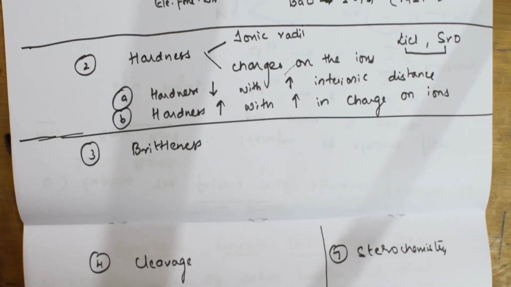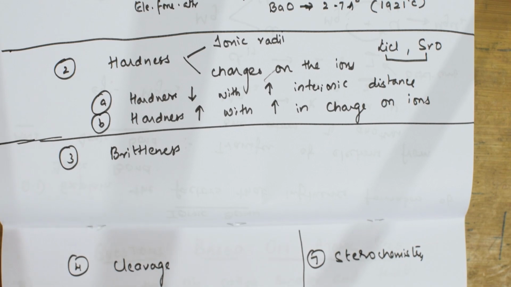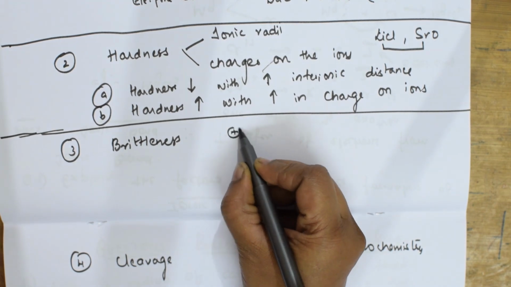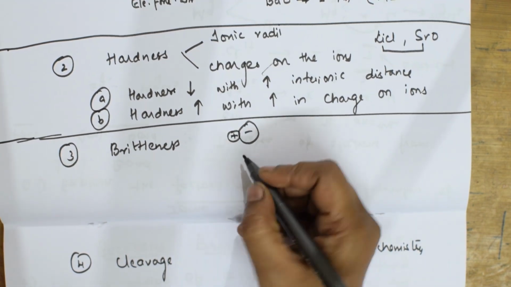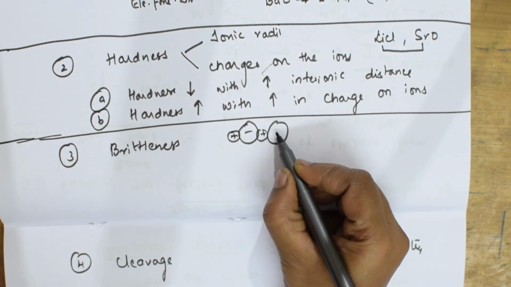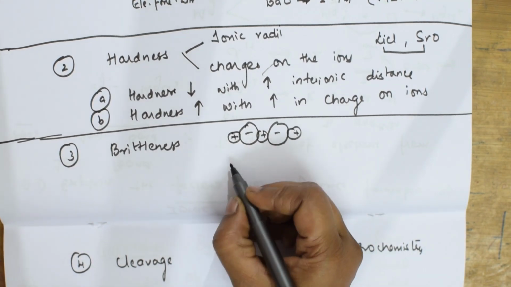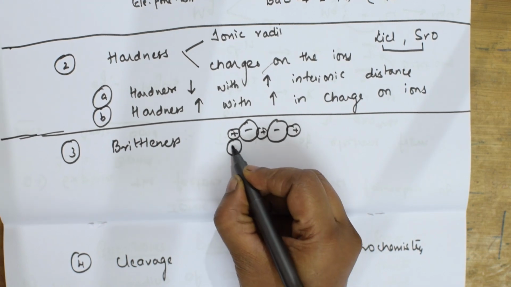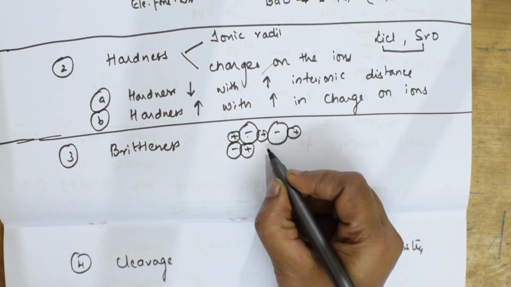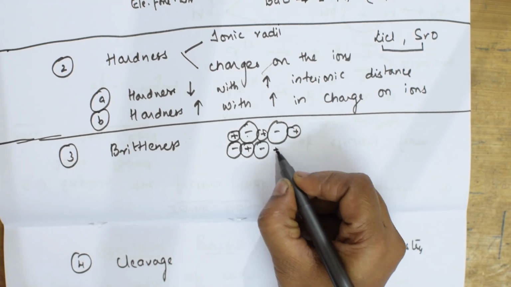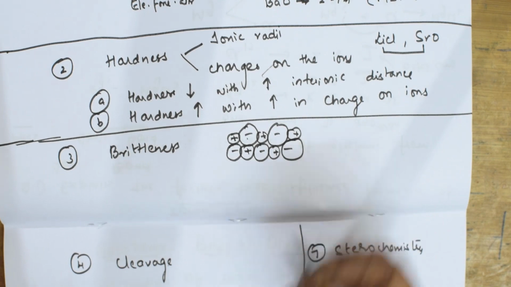Let us come back to the next one. Brittleness, we say. What is brittleness? Basically easy to break, very brittle in nature. I can easily break it. Let me draw one diagram and show you. Here in the crystal lattice, how does it look? We all know the cation is smaller in size and the anion is larger in size. So for the cation we have an anion, for the anion we have a cation. Like that, oppositely charged ions will be present always.